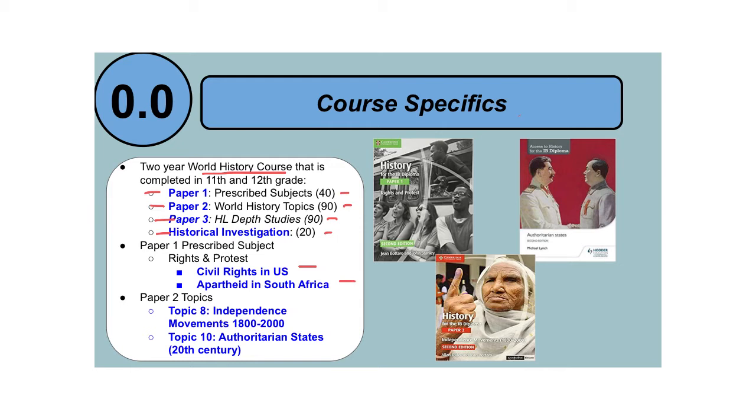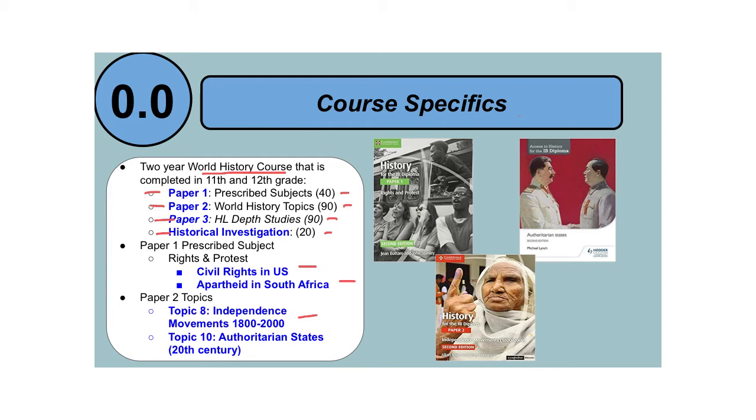In Paper 2, we will be talking about 2 of the 12 topics that are given to IB students. And the topic is independence movements from 1800 to 2000. And we will actually be working on a case study together.